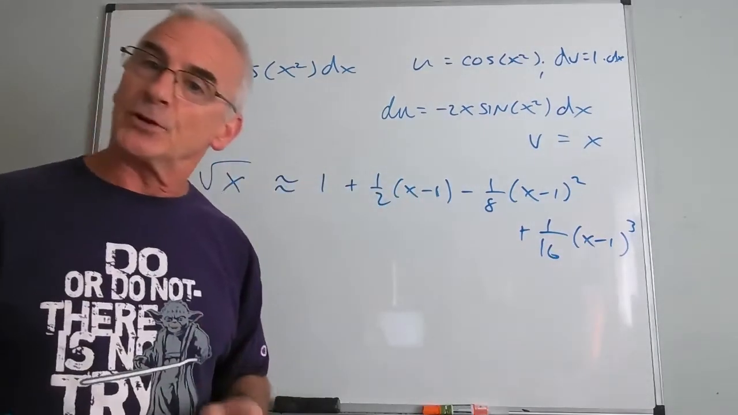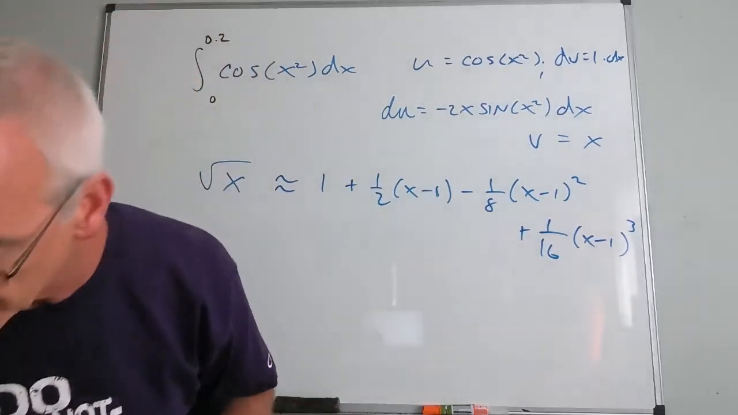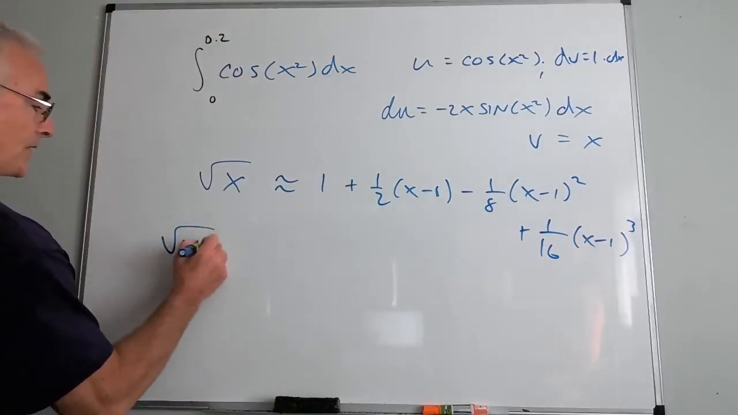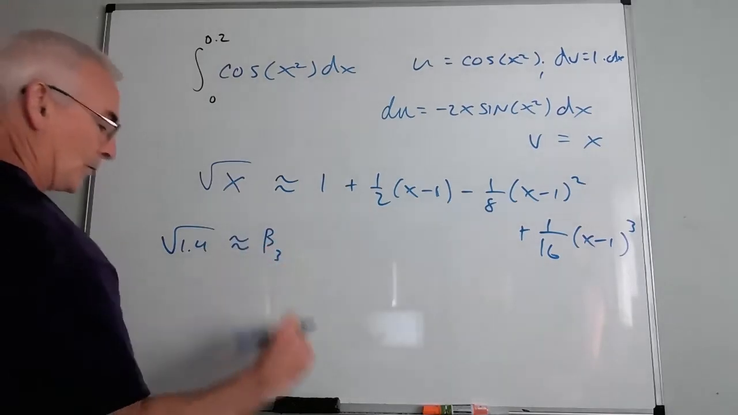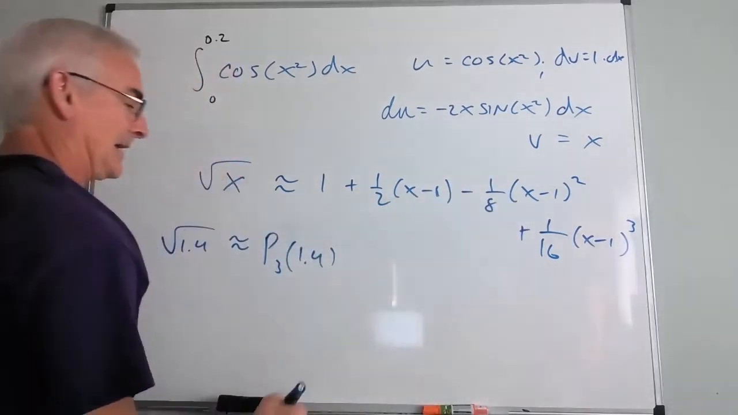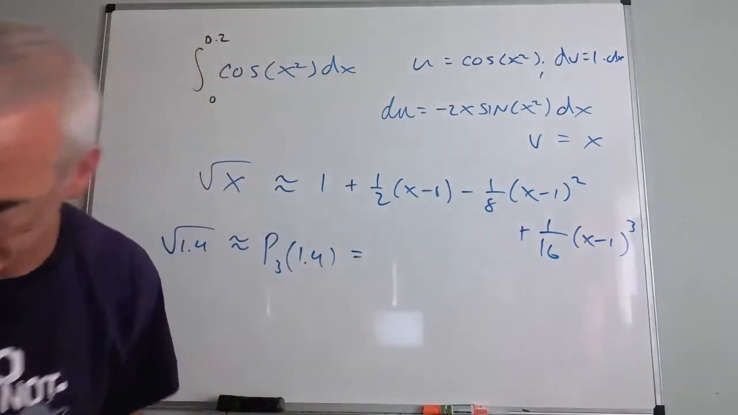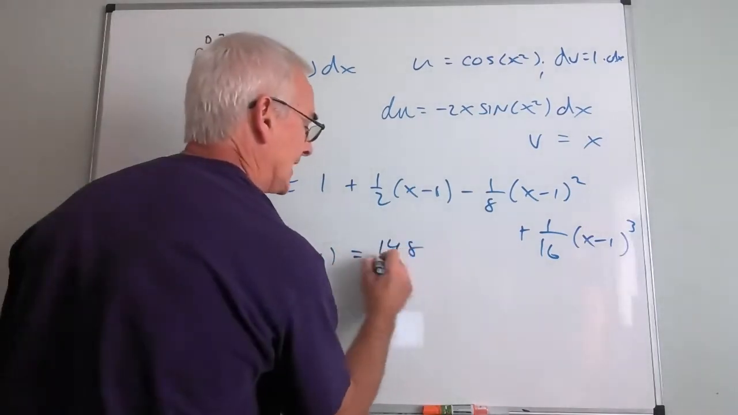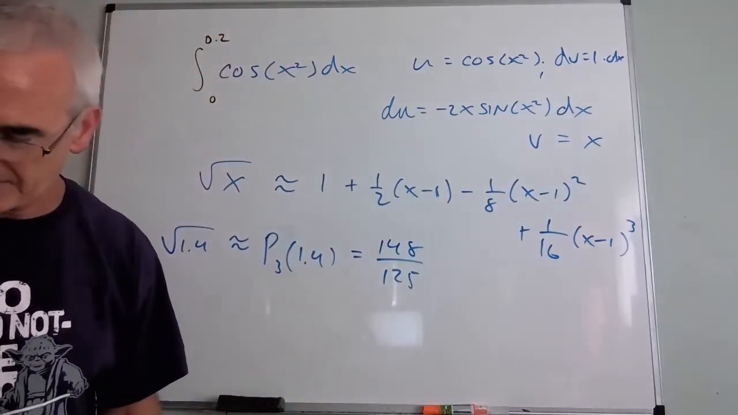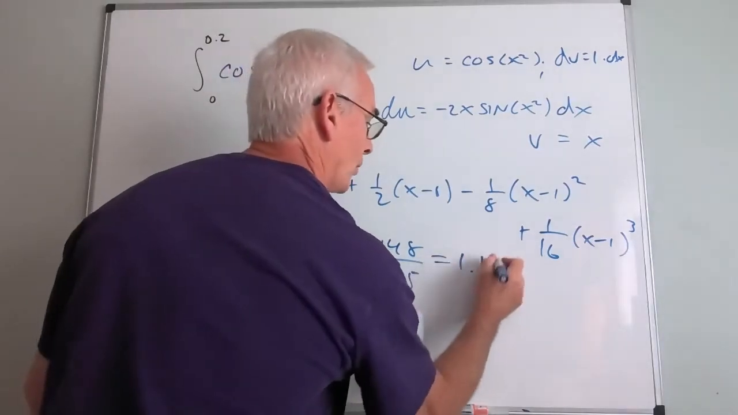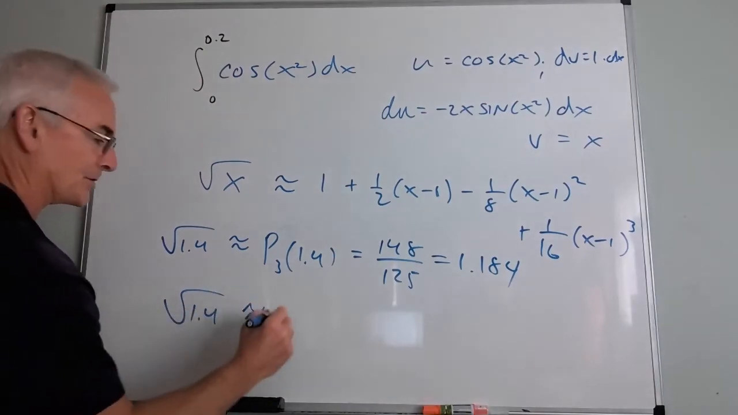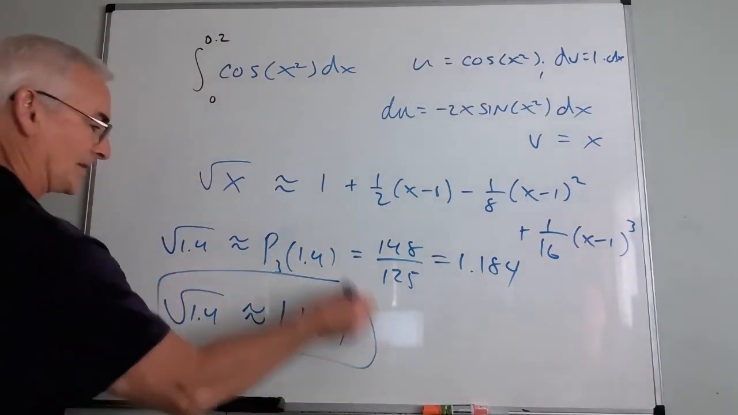So then I said, now let's use our Taylor polynomial to do an estimation of, I think it was square root of 1.4. So the square root of 1.4, we're going to estimate with P3 of 1.4. This is P3. And when you plugged in the numbers, you got exactly 148 over 125. If I put a 1.4 in here, or think of it as 14/10, I'll get exactly that. And as a decimal, that's 1.184. So using my third degree polynomial, this is the answer to the last question.